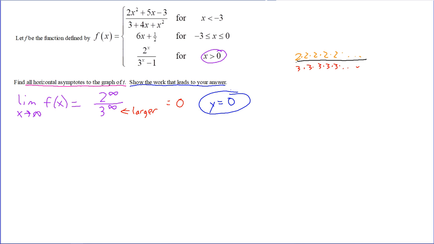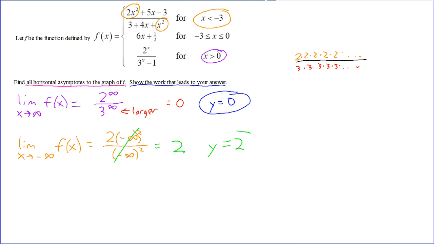Now let's take a look at the other side. We also have to find the limit as x approaches negative infinity. Negative infinity is not greater than 0, it's not between negative 3 and 0, it is less than negative 3. So we use the top piece, and these are just polynomials. You use the term with the highest exponent that matters. So it would be 2 times negative infinity squared, and on the denominator the x squared, the highest exponent. The negative infinity squared completely reduces out, and we're just left with 2. Again, another specific number, so we have another horizontal asymptote of y equals 2.